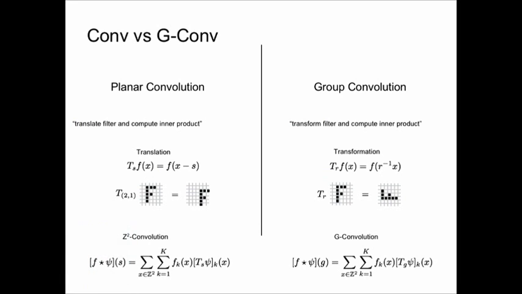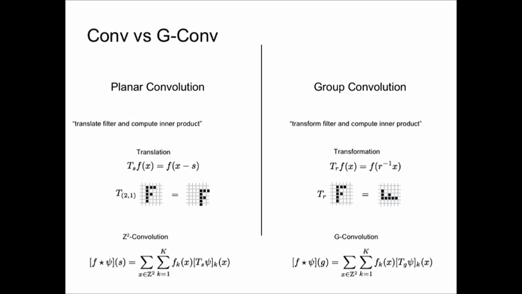So how does that work more technically? You can think of a translation as an operator T, which operates on an image F. It's defined as the evaluation of F at x minus s. In other words, the inverse translation on the coordinates of the image. So you can work out exactly what that operator does. For example, this is a translation T(2,1), so you translate it 2 to the right, 1 down. That's what this implements.